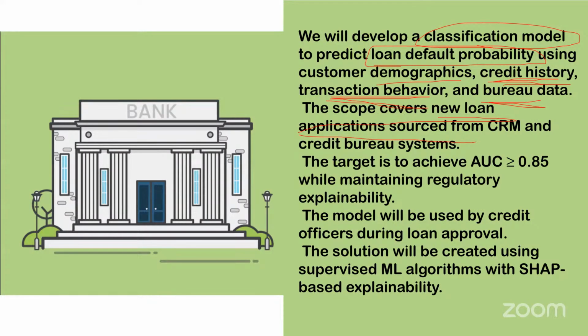I mean, we can do it with the existing loan applications also, but for now we are deploying a new solution, which can help in the new applications, for those who are going to take loans. And the target performance is area under curve, I will explain later. No need to worry. While maintaining regulatory explainability, the model will be used by the credit officer, who approves the loans, right? Yeah, my father is a credit officer. During loan approvals, the solution will be created using supervised ML algorithms with SHAP.